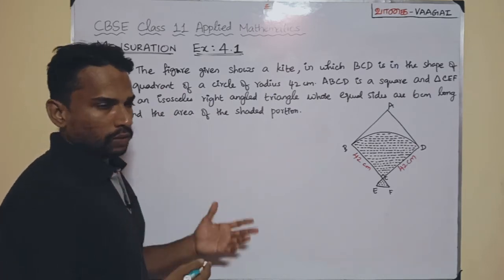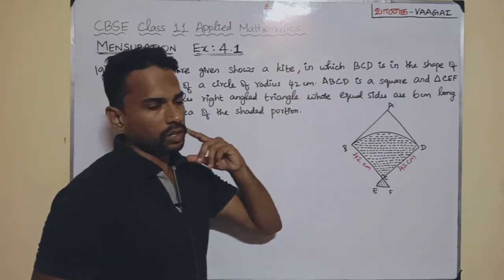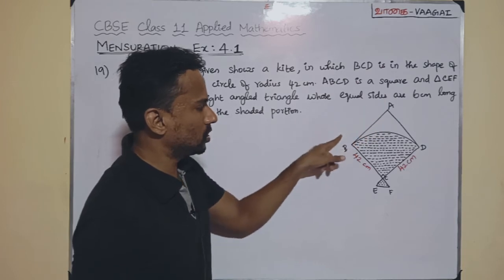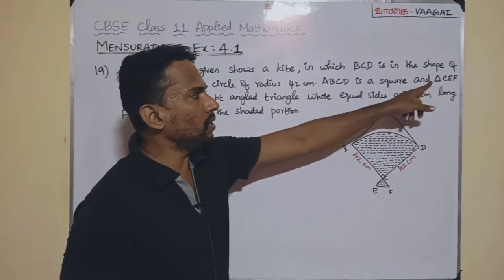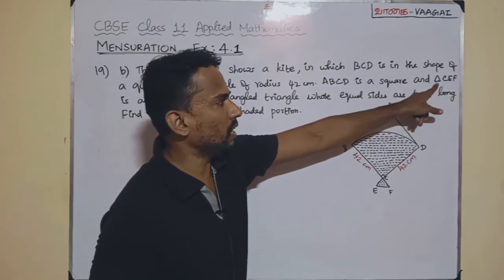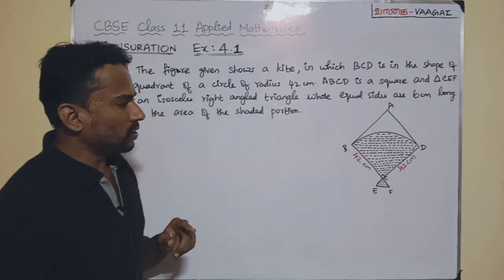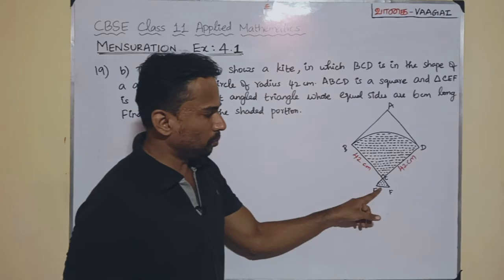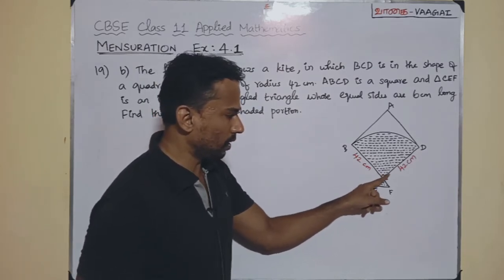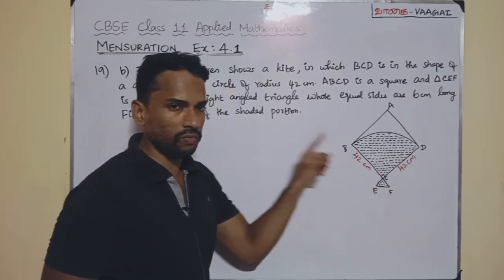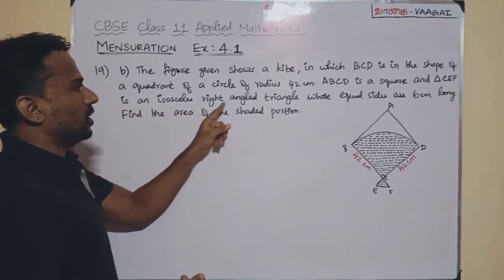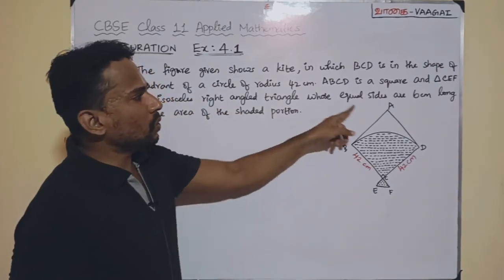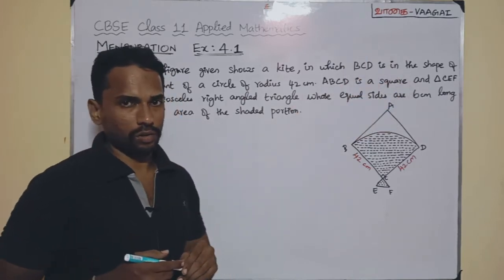So it is also given that ABCD is a square. So this shape ABCD is a square they give. And triangle CEF. See, this is triangle CEF. Okay. Where is triangle CEF in this picture? See at the bottom. You can look, a small triangle is here, right? This is triangle CEF. And they are telling that that triangle is an isosceles right angle triangle whose equal sides are 6 centimeter long. Okay, yes.